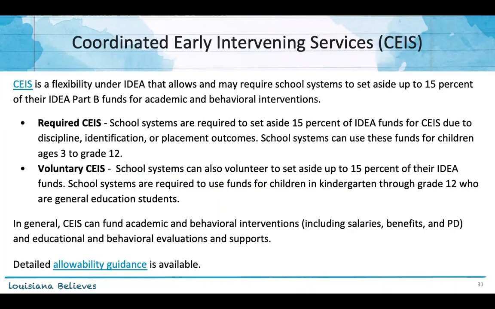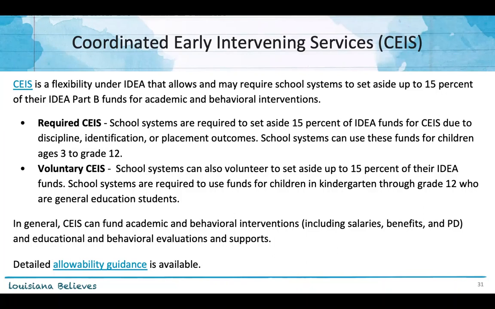Now let's take a closer look at coordinated early intervening services. CEIS is a flexibility under IDEA that allows and may require school systems to set aside up to 15% of their IDEA Part B funds for academic and behavioral interventions. Under required CEIS, school systems are required to set aside 15% of IDEA funds for CEIS due to discipline, identification, and/or placement outcomes. School systems can use these funds for children ages 3 to grade 12.